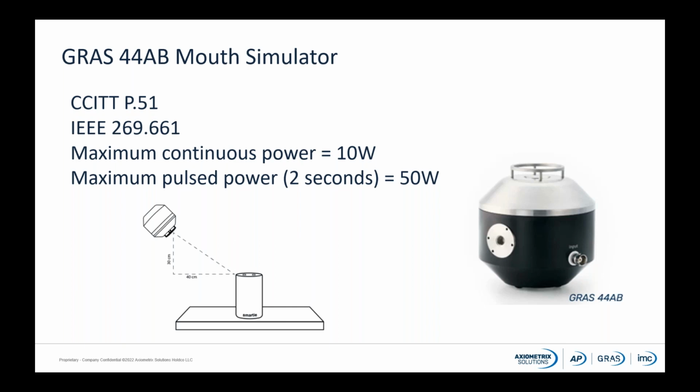The GRASS 44AB passive mouth simulator connects directly to the APX 517B also. This is used for testing microphones in smart speakers and speaking wake words and command words to the DUT. Jigs are included for calibration according to CCITT P.51 and IEEE 269.661 standards. The Model 44AA is similar, but also includes an internal amplifier with 10 dB of gain.